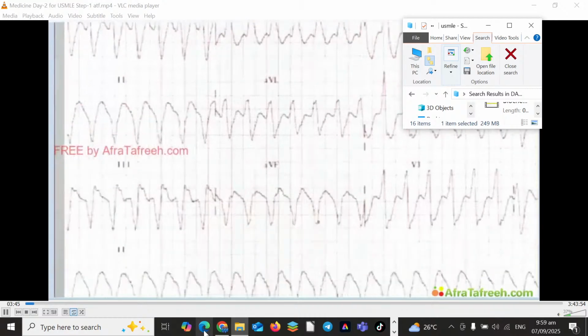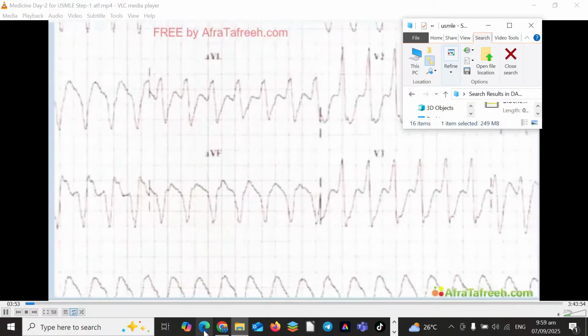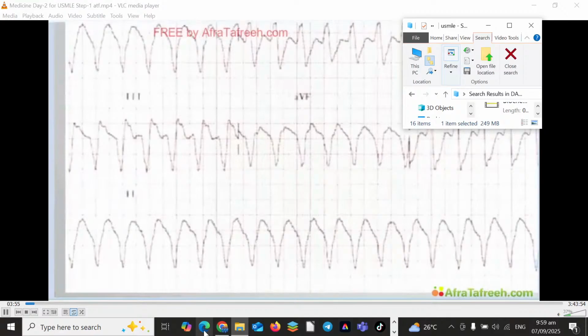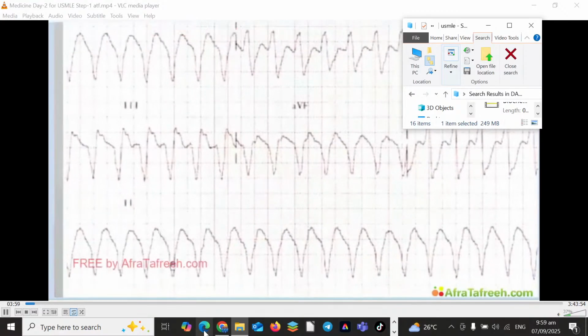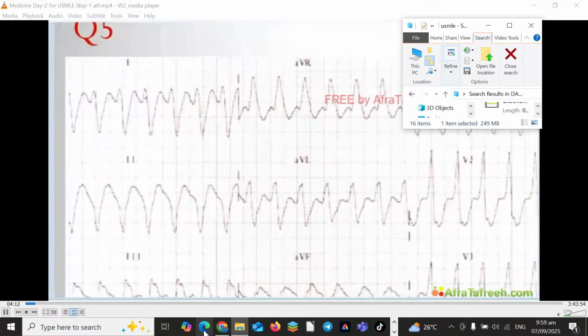Is it visible now? If you look at it closely, these are negative deflections. This is going downwards. Everything is down. The up is less than the down. So in all of these leads, V5, aVF, and lead 1, there is a negative deflection.